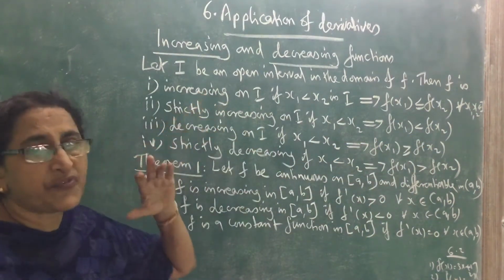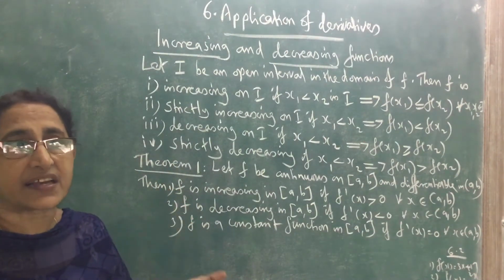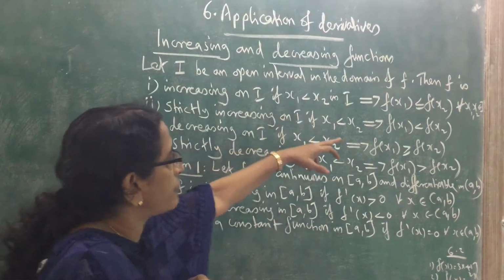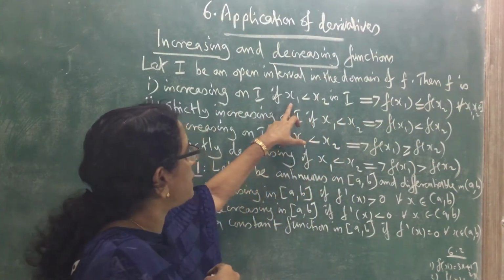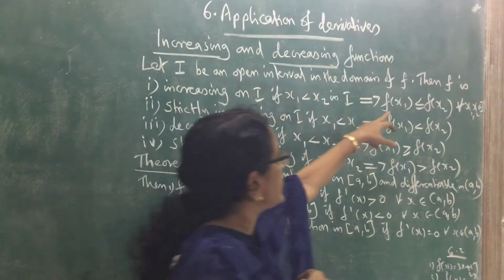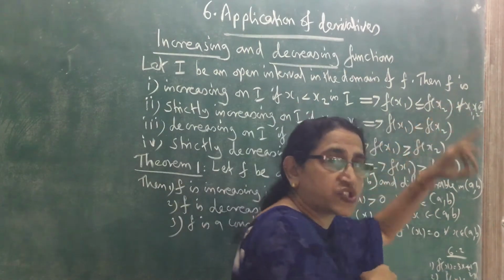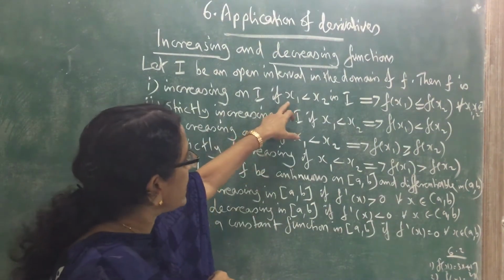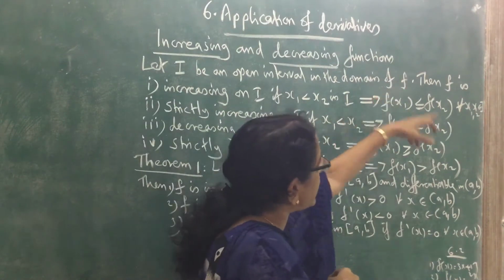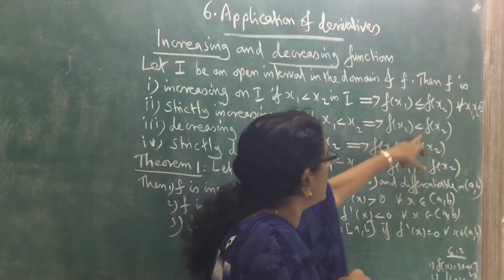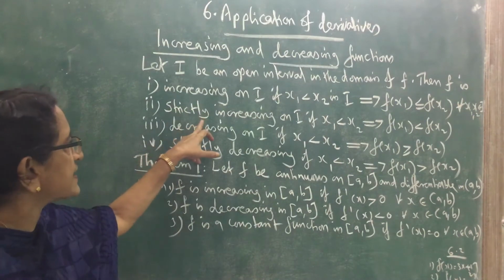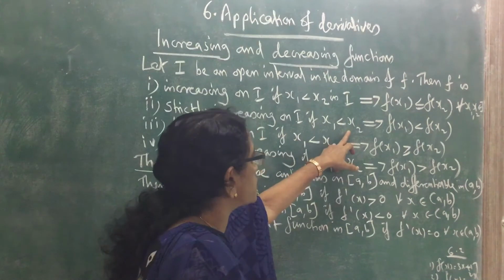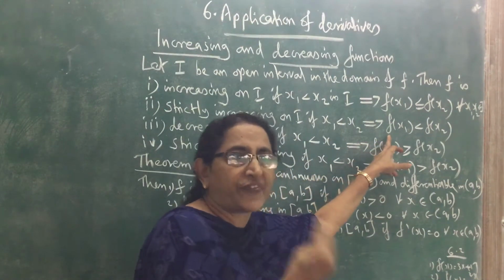Increasing function means as the value of x increases, f of x also increases. Here x1 less than x2. So f of x1, the value of the function f at x equal to x1, is less than or equal to f of x2. F of x2 is the value of f at x equal to x2. So when x1 is less than x2, f of x1 is less than f of x2. If it is equal, only increasing and strictly increasing, small difference. Strictly increasing means when x1 less than x2, f of x1 should be less than f of x2.